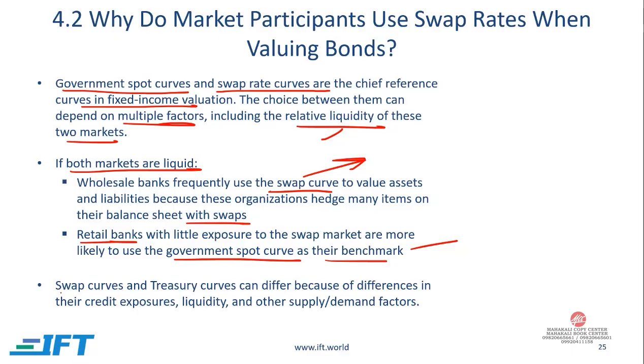We should recognize that swap curves and treasury curves are different because of differences in their credit exposures, liquidity, and other supply-demand factors. So the fact is that government bonds are considered risk-free, whereas swaps do have some risk because swaps are between non-government counterparties. So the credit exposure is different. We've talked about the fact that the liquidity is different. In general, swap markets tend to be more liquid, and then supply-demand factors will also impact the rates. For these reasons, the swap curves and treasury curves can be different.